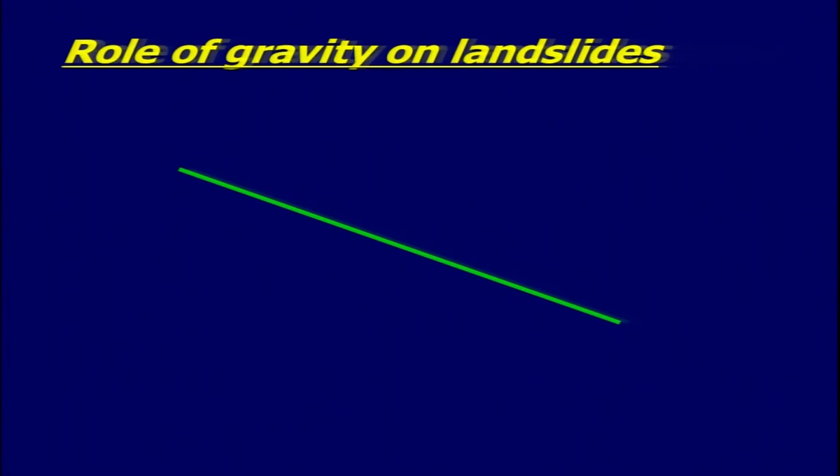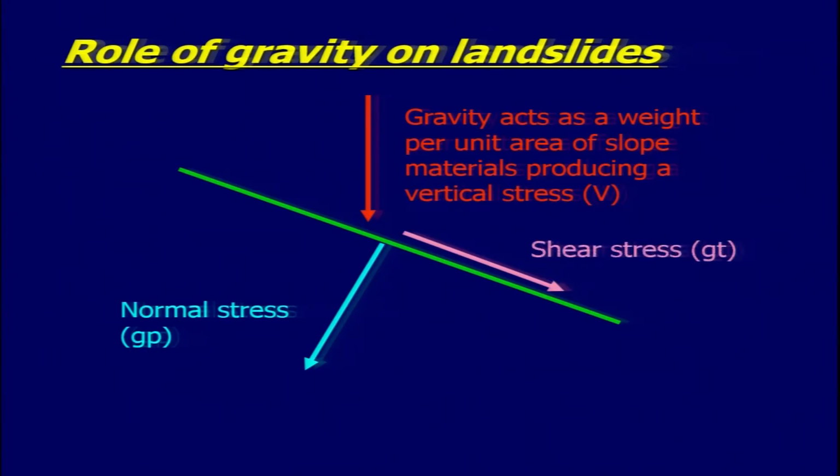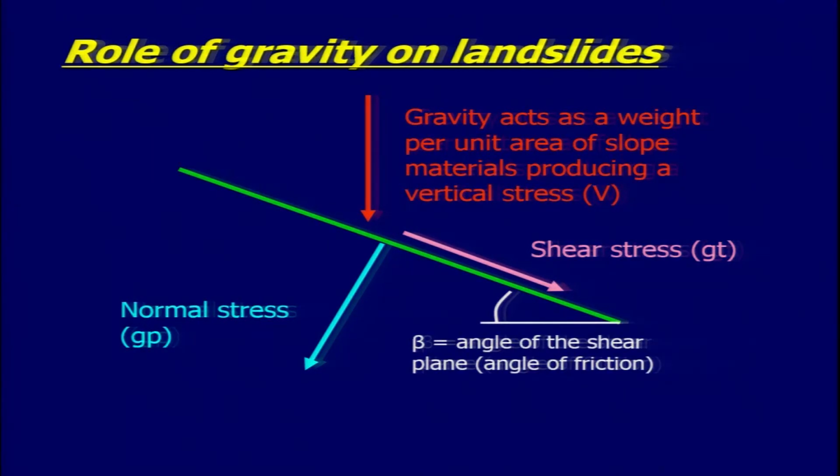Now, the role of gravity on landslide. Gravity acts as a weight per unit area of slope material, producing a vertical stress, say V, and we have this as a normal stress, and this one is your shear stress, and beta is the angle of shear plane along which the material can slip, and that is also, we will say, the angle of friction.